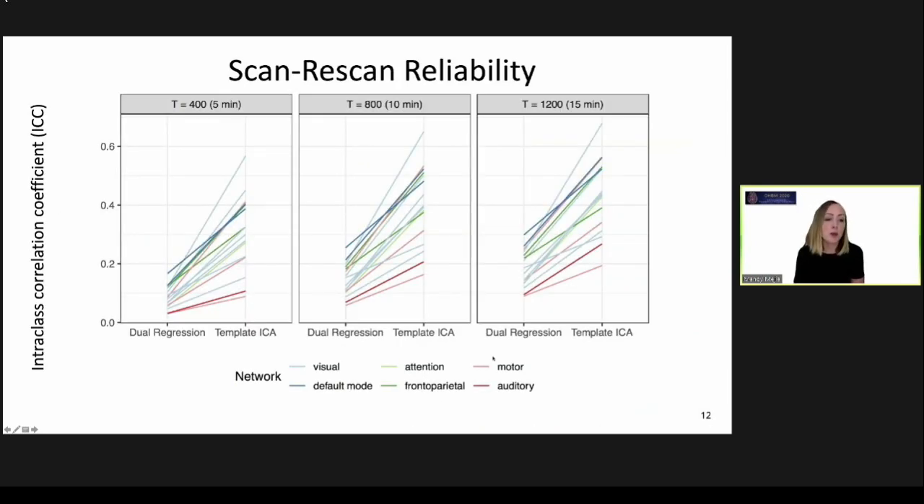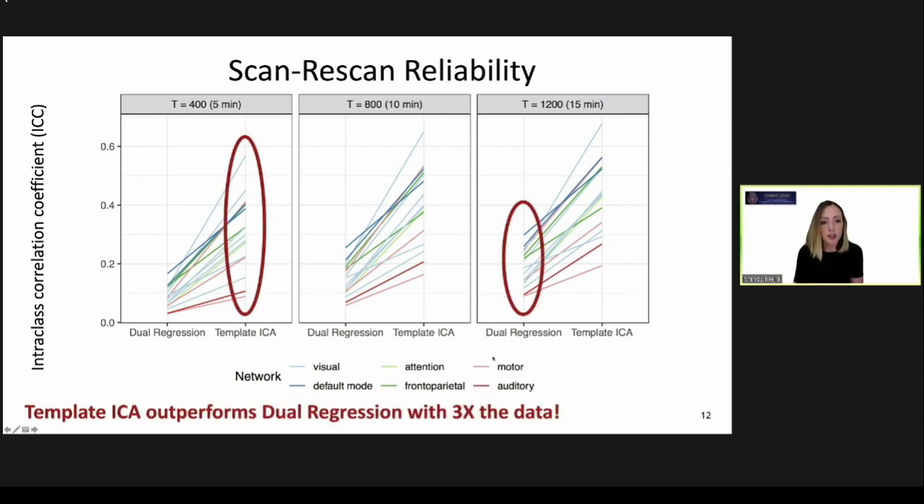Okay, so I just want to show some very brief reliability study results. We did scan-rescan reliability based on the interclass correlation coefficient. On the y-axis, we're showing the interclass correlation coefficient, or ICC, and that represents the percentage of reliable subject level information in an estimate. The lines here represent those 16 networks from the template, and I've colored them based on the type of network they represent. So there's 16 lines here. And we varied scan duration at each visit from 5 minutes to 15 minutes. And one thing you'll notice very easily is that template ICA outperforms dual regression regardless of scan duration, and to a very similar degree across scan durations.